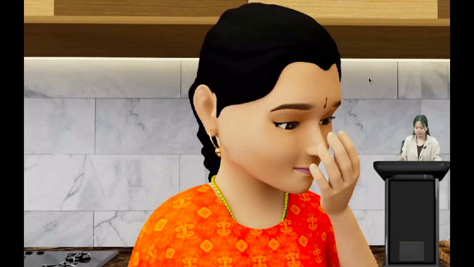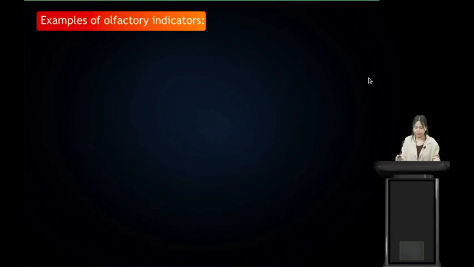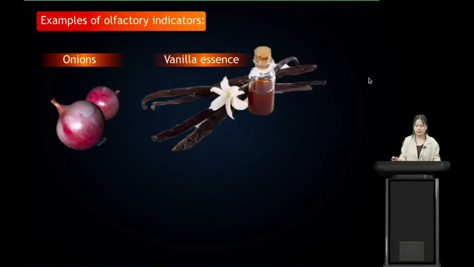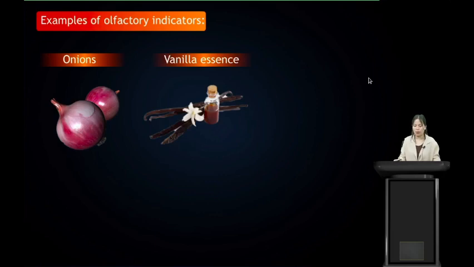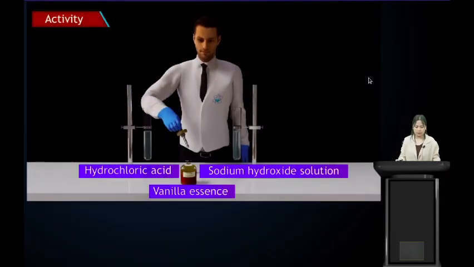So let us see. Here we see that onion retains smell in acidic medium and loses smell in basic medium. So when you put onions into an acidic solution and smell it, you can still have the smell of the onion. But when you put the onion into the basic medium, then the smell of the onion will go away. Okay, so in that way we can identify whether the substance is acidic or basic. Some examples of olfactory indicators include onions, vanilla essence, and clove oil.